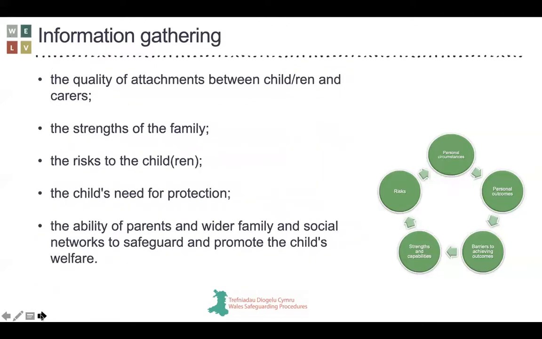Information gathering also extends to an understanding of the quality of the attachments between the children and the carers or the parents, the strengths of the family, which includes the strengths of any children, the risks to the children and the children's needs for protection, and also the ability of parents and wider family and social networks to safeguard and promote the child's welfare. And once again, we see that we will gather that information through the exploration of the assessment model and, more importantly, the What Matters conversation.